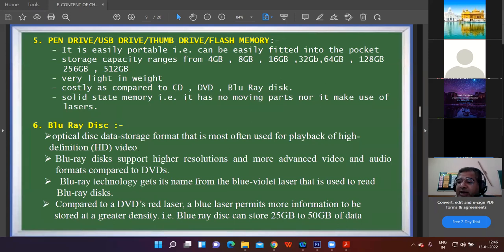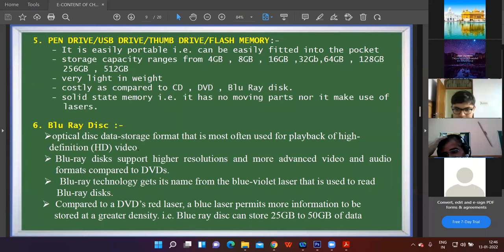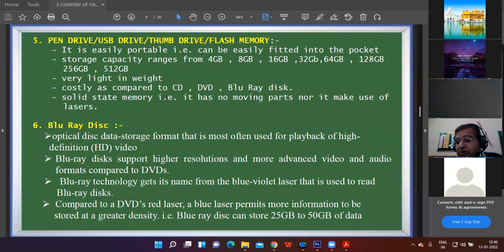Okay, two differences between floppy disk and hard disk. Yes, Dhwani, unmute yourself. Sir, floppy disk stores less amount of data. Very good. Hard disk stores large amount of data as compared to other devices. Very right. Second difference. Floppy disk is very light in weight. Yes. Hard disk is heavy in weight. Very good. Any other difference? Sir, floppy disk is less costly. Hard disk is costly. Hard disk is expensive.